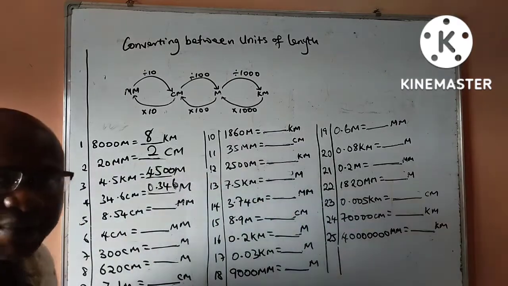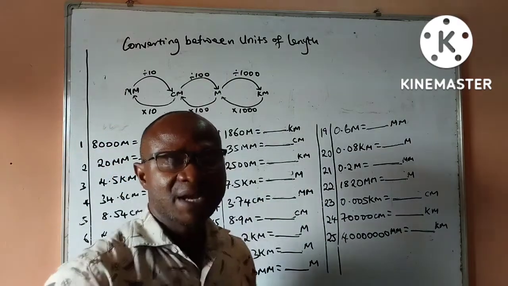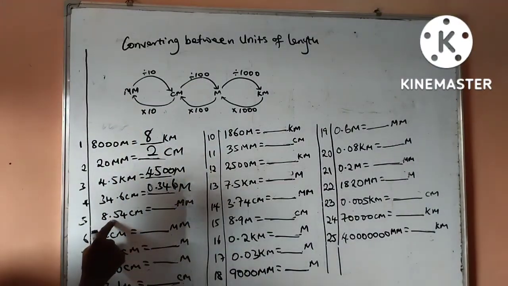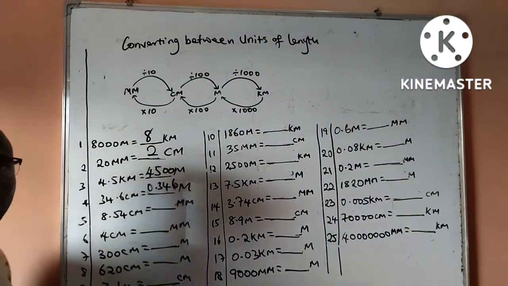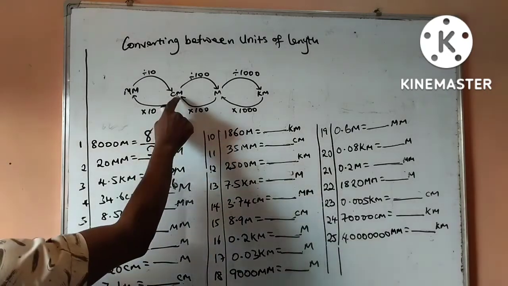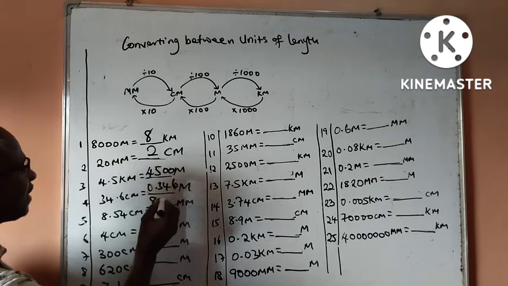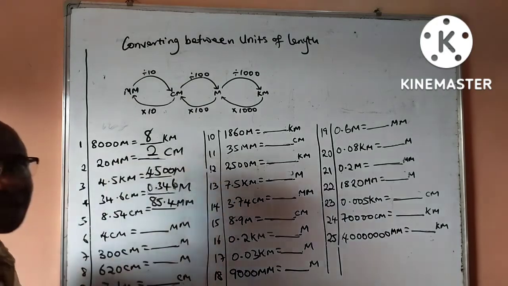I have number 5. What answer do you have in your mind? Have the answer in your mind so that we see if it is correct. I have 8.54 centimeters. I want to move it to millimeters. So from cm to mm, I multiply by 10. So my answer is 85.4. Is your own answer correct?